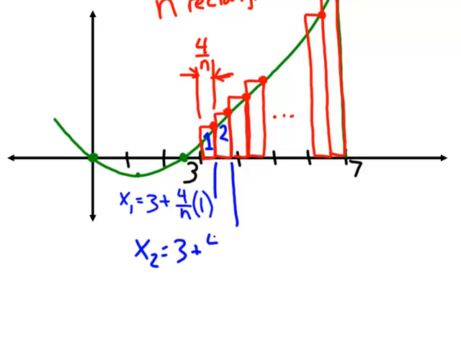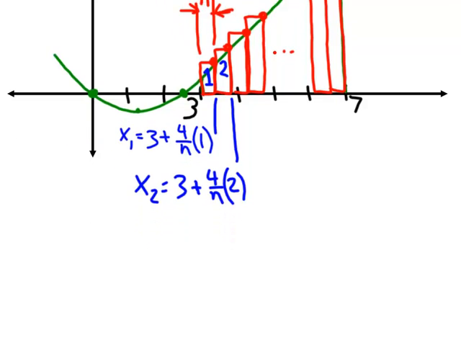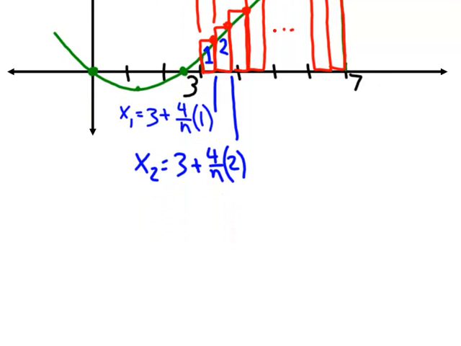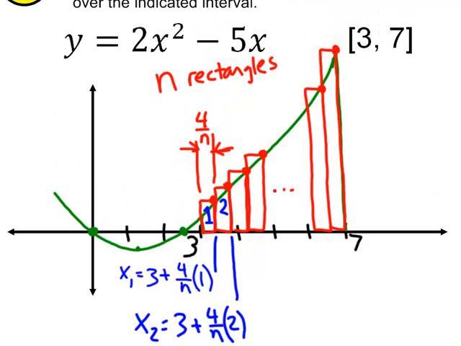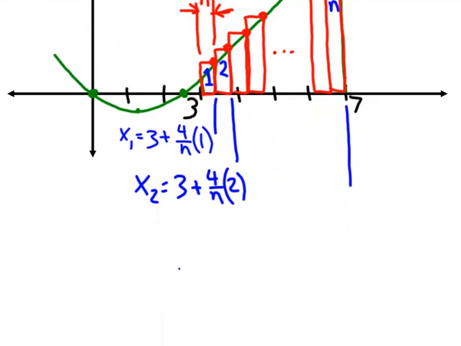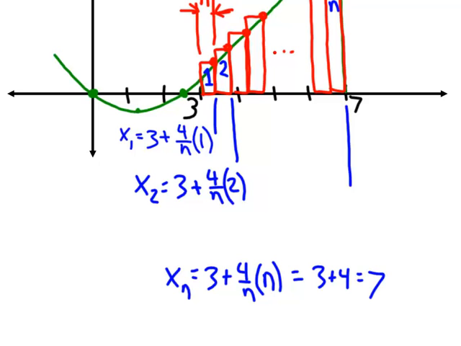So 4 over n being the width of one rectangle times 2 rectangles. And you've seen this before, you get the idea. We could even leapfrog all the way to the end. That nth rectangle, rectangle number n, looking at that point and the corresponding x value, we could even see that it fits within the pattern as well. That x subscript n for the nth rectangle would be 3 plus 4 over n times n. And of course, we see in that case that that simplifies to just 3 plus 4, which is 7, which is appropriate for this point.